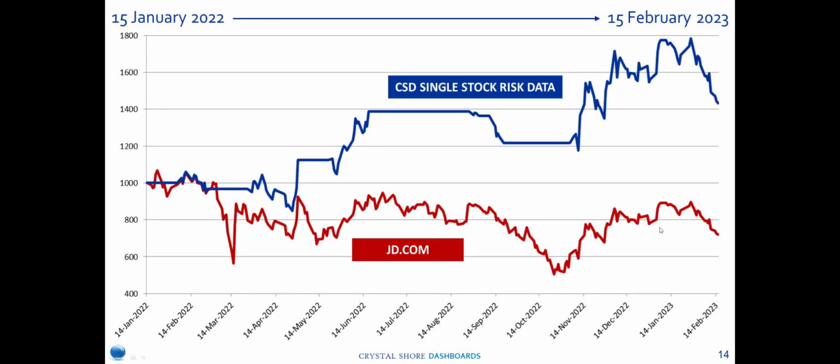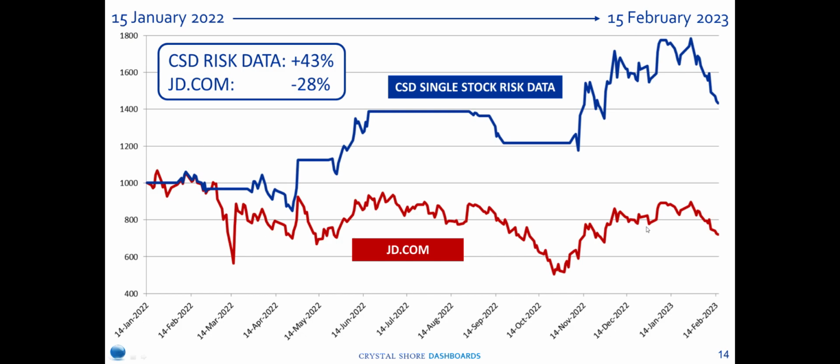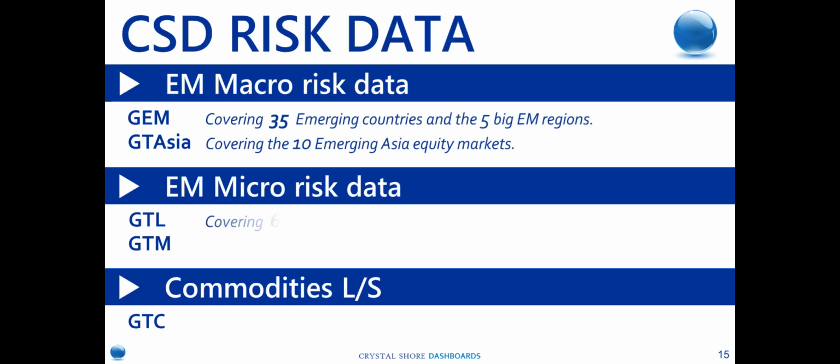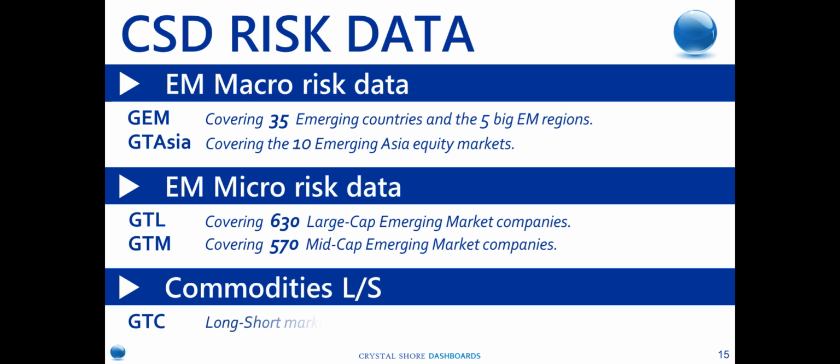Here we see our systems operating at the level of a single stock. JD.com lost 28% of its value over this 13-month period. Our risk data delivered a 43% return. We are generating our risk data on every single emerging market and on 1,200 emerging market single stocks. It's basically the complete MSCI emerging markets universe.